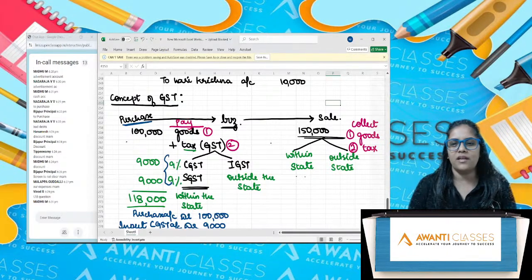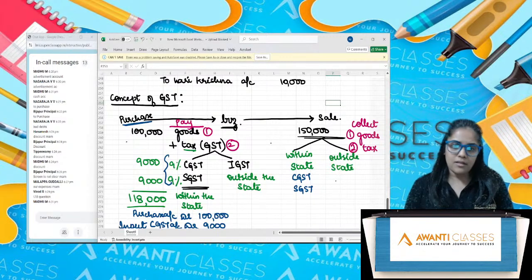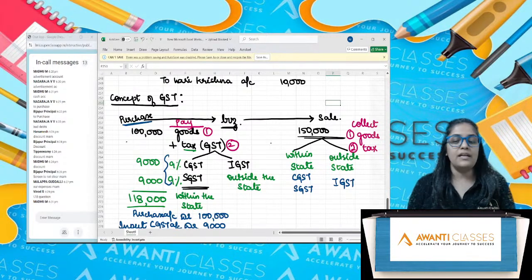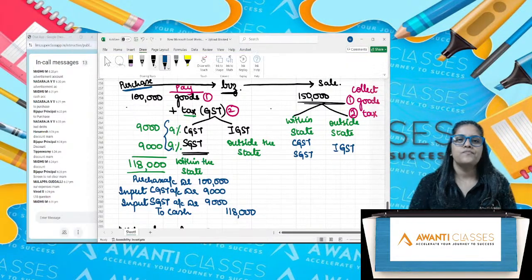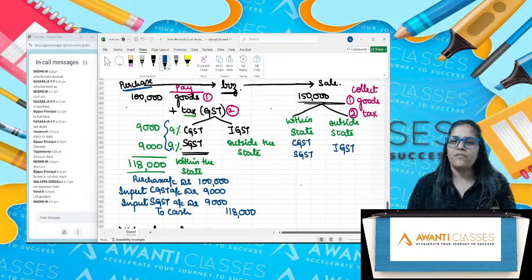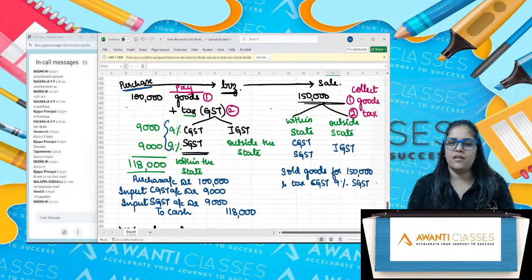So if it is within the state, you will collect CGST and SGST. But if it is outside the state, you will collect IGST, Integrated Goods and Service Tax. I'll give you one example. Let's say we sold goods for 1,50,000 and tax CGST 9%, SGST 9%.